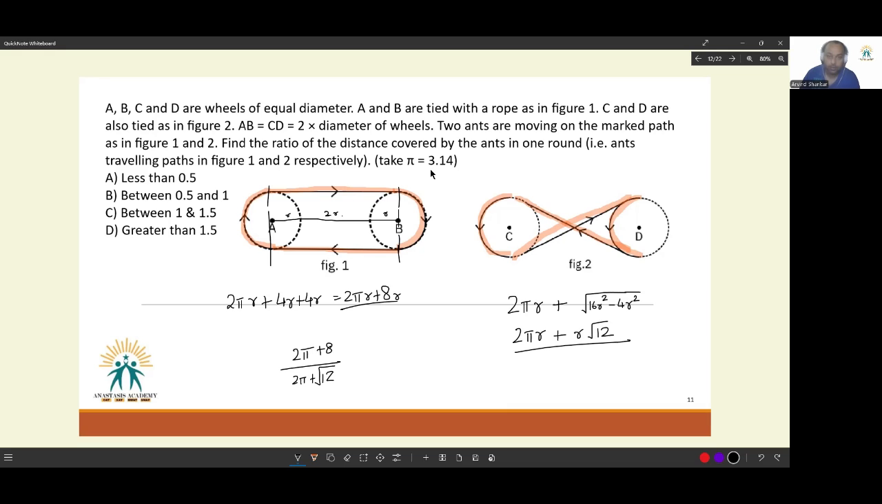Okay. Now pi, we were told in the question to be taken as 3.14. So 6.28 plus 8 is 14.28. Now under root 12, I can take it as 2 root 3. So 6.28 plus 2 root 3. Wonderful, I can get rid of 2 everywhere. It will be 3.14 plus 4 for the numerator. So under root 3, I can take as 1.73.